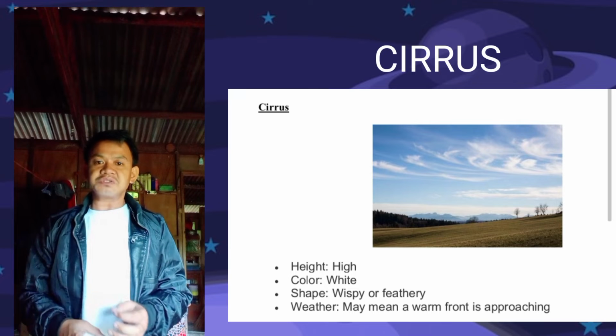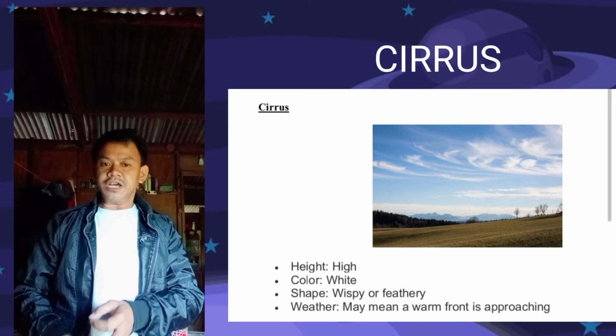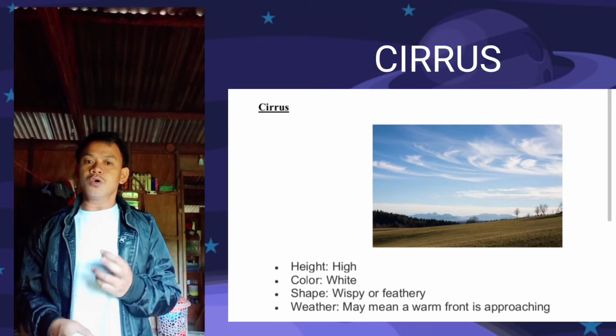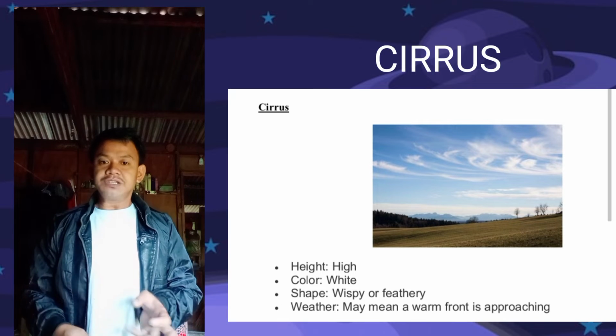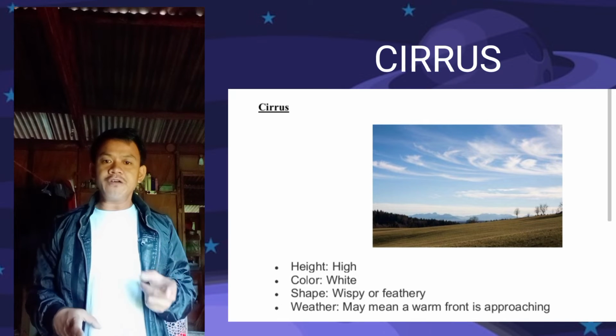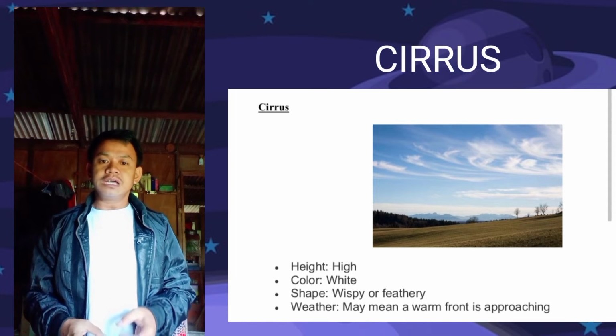Number five is the cirrus. Wispy clouds located high in the atmosphere are likely cirrus clouds. They are thin and white, with lots of blue sky visible. They can occur in fair weather or when a warm front or large storm is approaching.